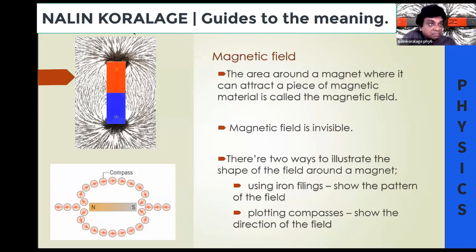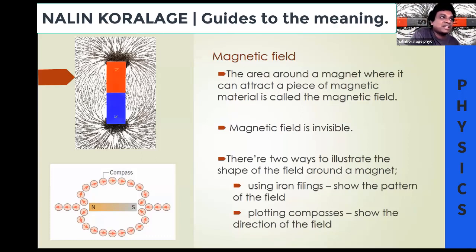Now the slide says: the area around a magnet where it can attract a piece of magnetic material is called the magnetic field. So it's the region within which a magnet is capable of attracting a magnetic material. If the magnetic material is placed outside that region, the magnet won't be able to attract it, even though it is magnetic. Inside the magnetic field, the magnetic material will be attracted by the magnet. Simply, it works that way.